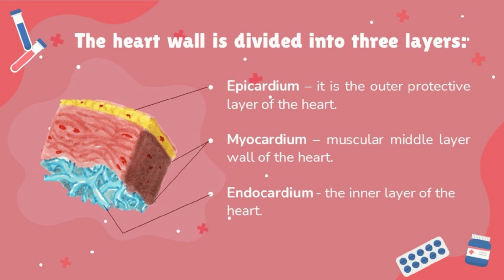The heart wall is divided into 3 layers, the epicardium, myocardium, and the endocardium. Epicardium, it is the outer protective layer of the heart. Also, producing factors that help the cardiac cells properly develop and ensuring proper response to cardiac cell injury. Epicardium is accurately described as roots of the great blood vessels.